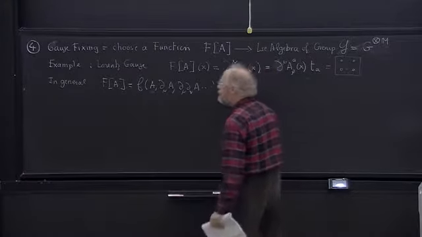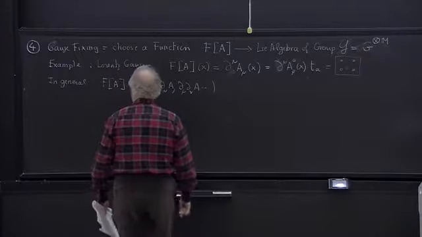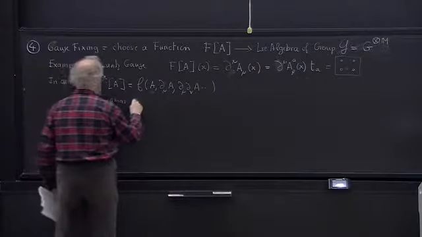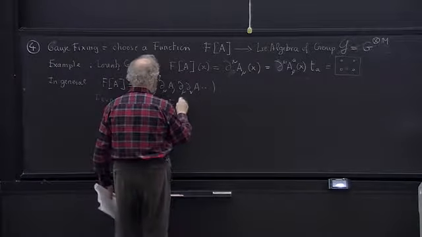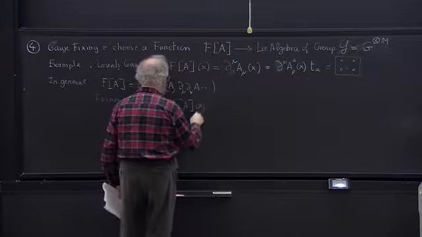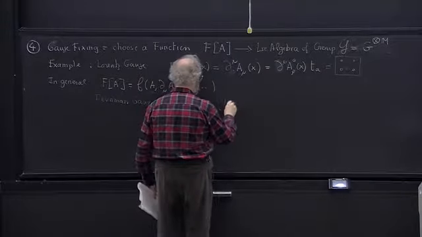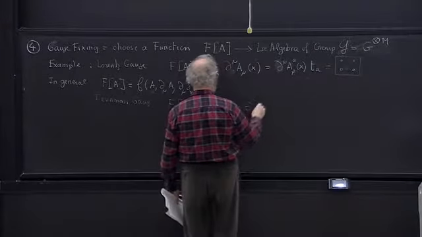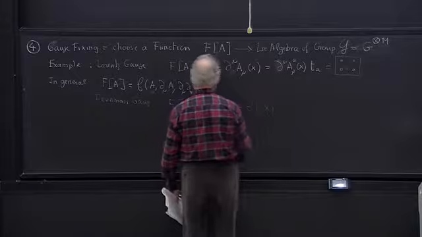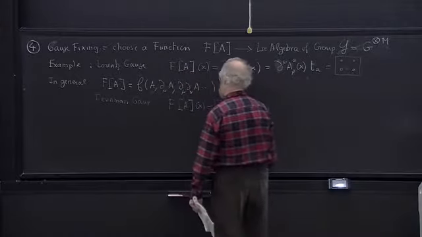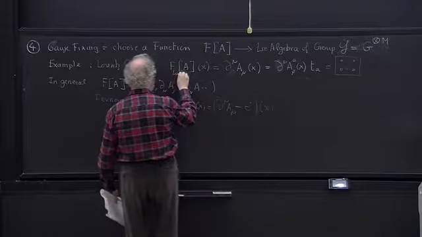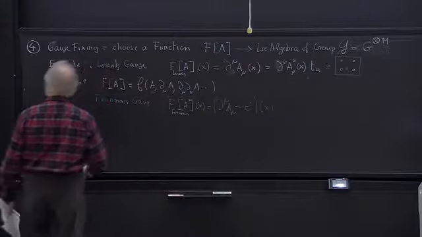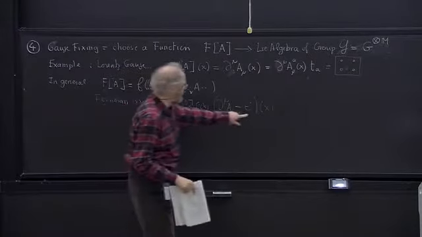Okay. And for the Feynman gauge, f of A of x is just d mu A mu minus epsilon of x. Okay. So it's this function. So this is Lorentz, and this is Feynman. And Feynman is just f Lorentz plus some function epsilon.